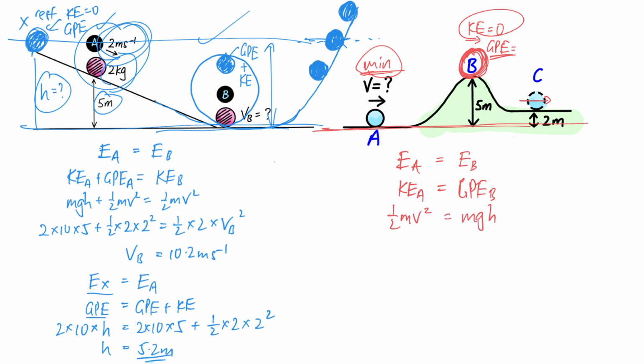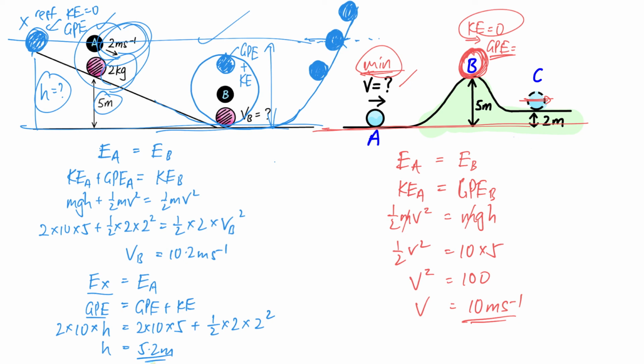If you're not given the mass, I told you before, the mass is a like term, so I can cancel them away. So you're left with half v squared equals 10 times the height 5. So v squared equals 100, so v will be 10 meters per second. That will be the minimum speed in order to reach C.